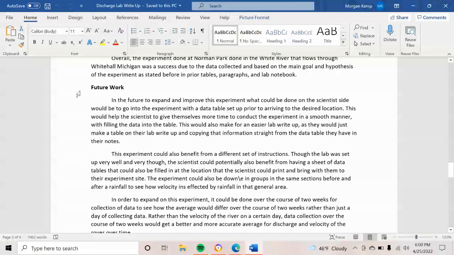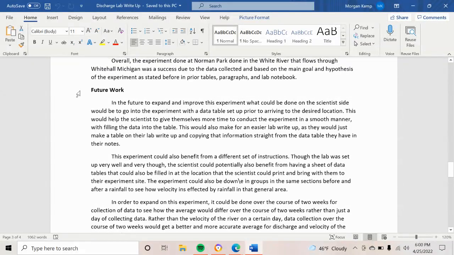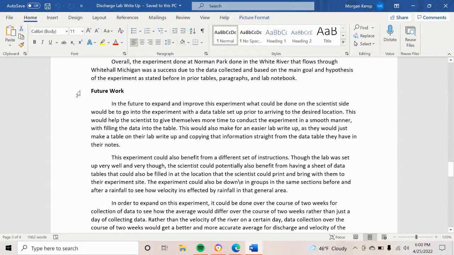And then in future work, I was talking about expanding the experiment and how I wish I would have had my data table set up prior to going, just because it made it a little more difficult to make it when all of my information was kind of spread across a page. I had to find everything, put it into a table. Just would have been easier if I would have had my table already made.